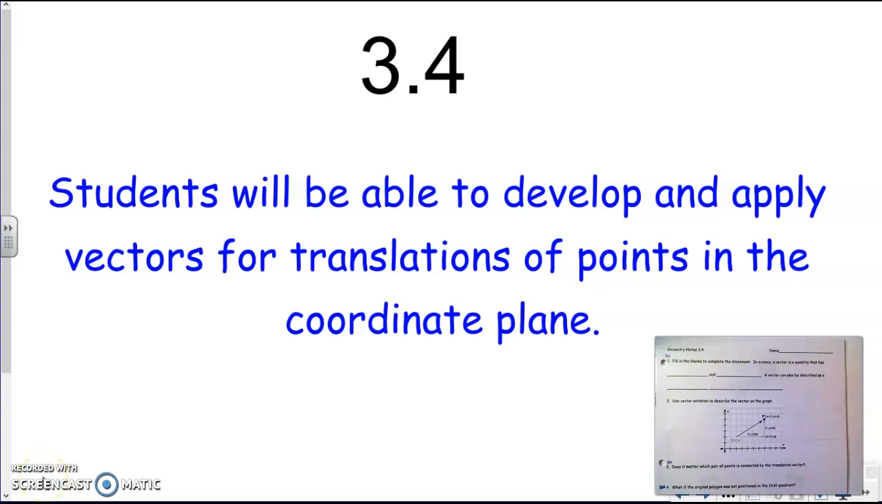This is block 4 of topic 3. In this lesson, we're going to be able to develop and apply vectors for translations of points in the coordinate plane. So vector is a new term for us today.